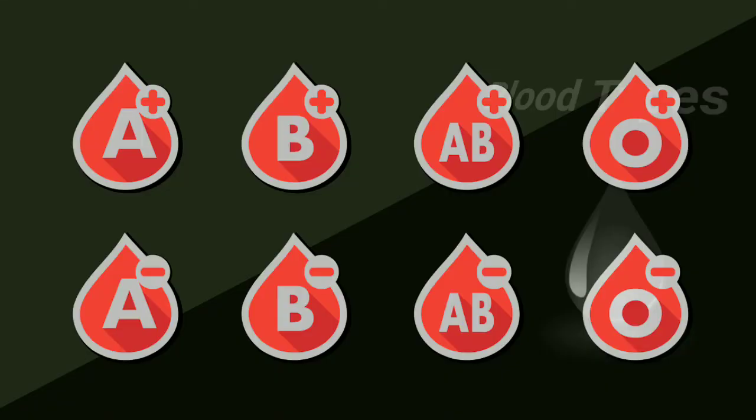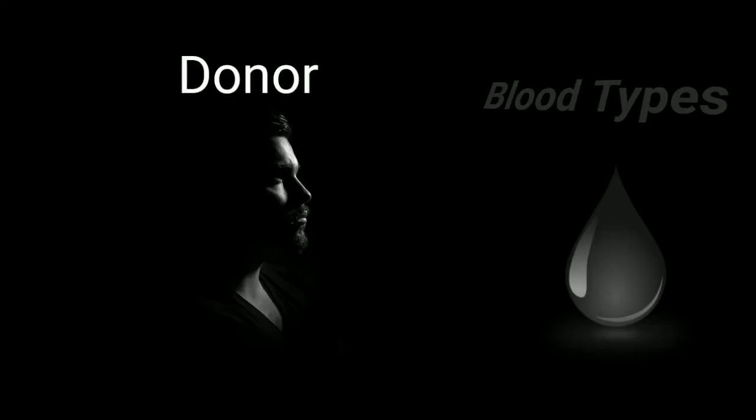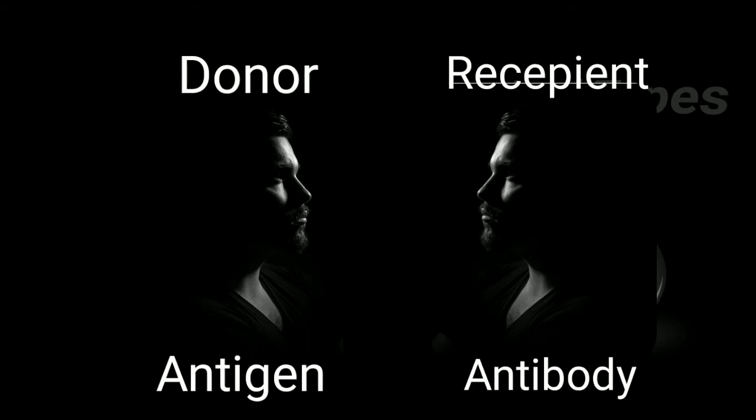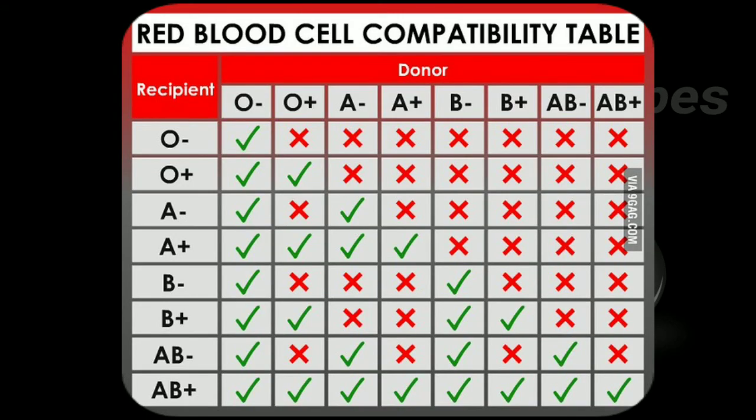During transfusion of blood, the compatibility is checked by considering donor's antigen and recipient's antibody. Here is the table showing blood type compatibility. By observing the table, it is clear that O negative is the universal donor and AB positive is universal recipient.